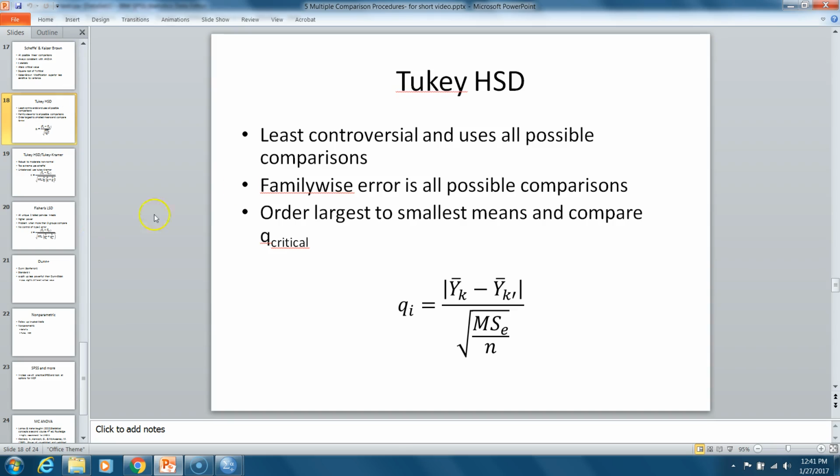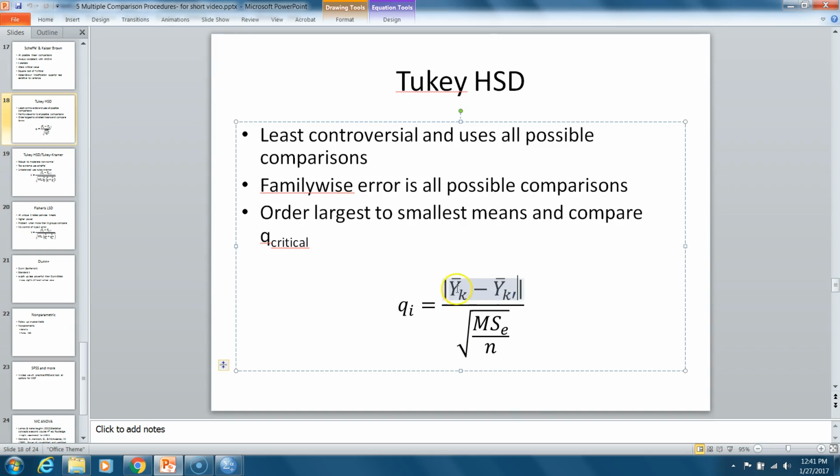Probably the most popular post hoc comparison is the Tukey test. It's considered the least controversial and uses all possible comparisons. You can see me in some of the SPSS videos use this, so I'm not going to do that right now. But basically, its family-wise error is computed based on all possible tests. If you were to do these by hand, if you were to do a Tukey test, here's the equation for this.